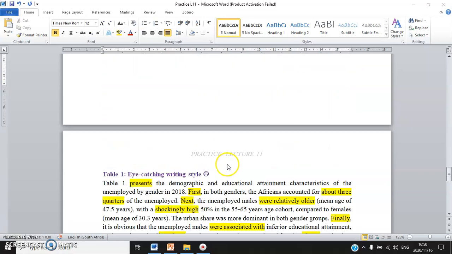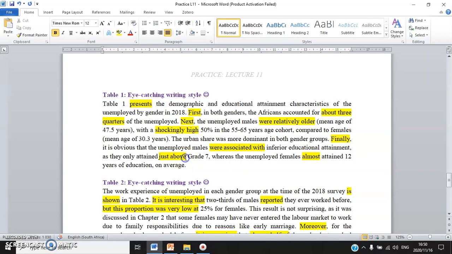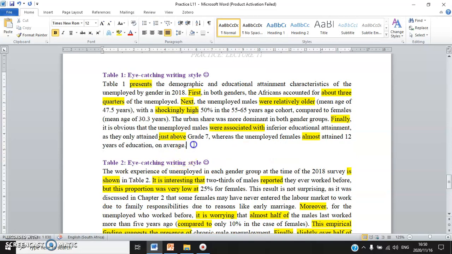Okay, let's move on to the eye-catching style then. Focus on the words I highlighted in yellow. So let's go through the better version.